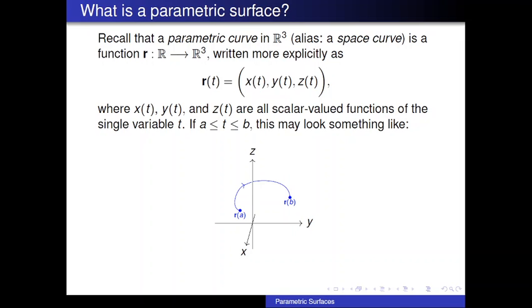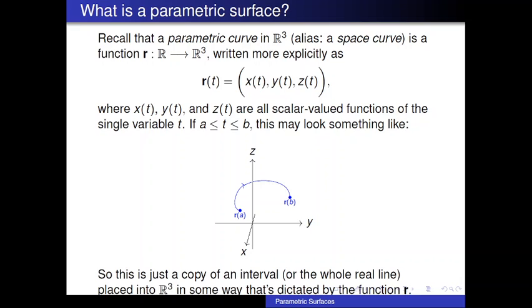And if our domain was just restricted to say an interval from a to b, this might look something like the curves that we've been seeing before. Maybe this is just some generic one that we've drawn here. This one's drawn to start at this point and move behind the z-axis there, and then maybe come around to this point over here. Okay?